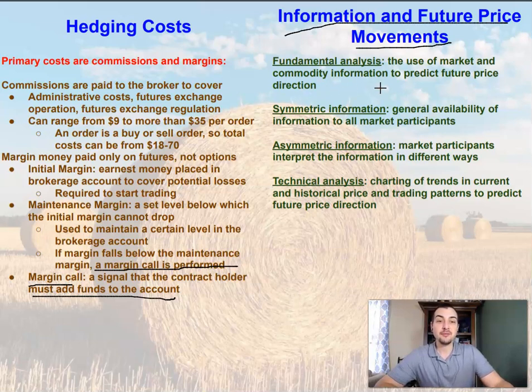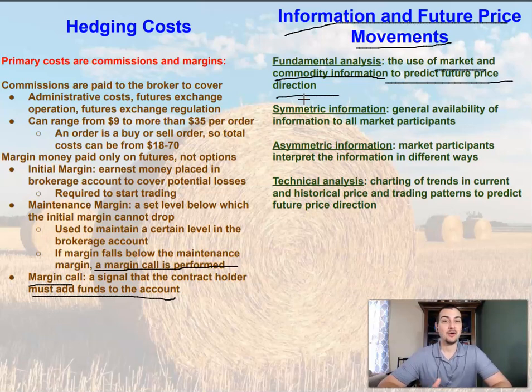So fundamental analysis is the use of market and commodity information to predict future prices, or to predict future price direction. Fundamental analysis is where we're going to take reports, maybe from the USDA, talking about the commodity information. How good is the commodity? Are certain areas getting more rain than others? Are certain areas drier than others? How is supply predicted to come out? What is the quality of that commodity supposed to be coming out of these different areas?